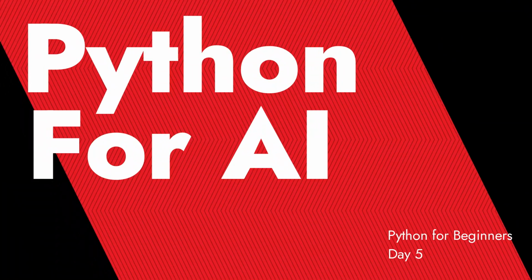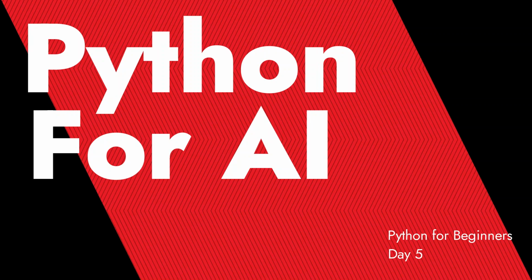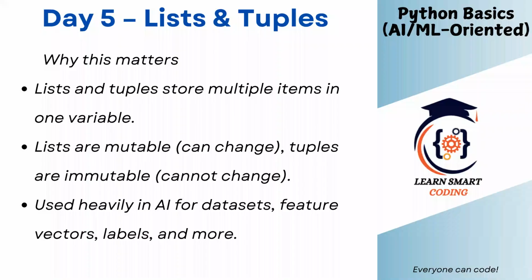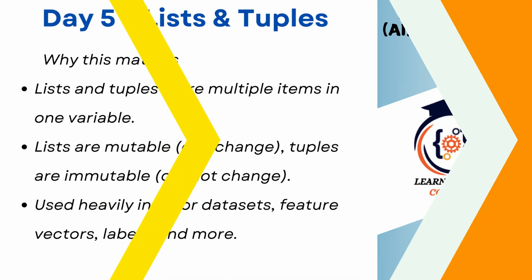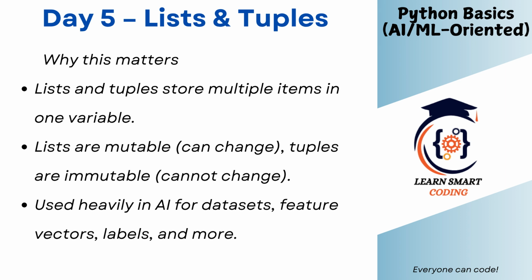So we are learning Python for AI, and this is day 5, lists and tuples. So why does this matter? Lists and tuples store multiple items in one variable. Lists are mutable, which means they can change. Tuples are immutable, they cannot change. And these are used heavily in AI for datasets, feature vectors, labels and more.